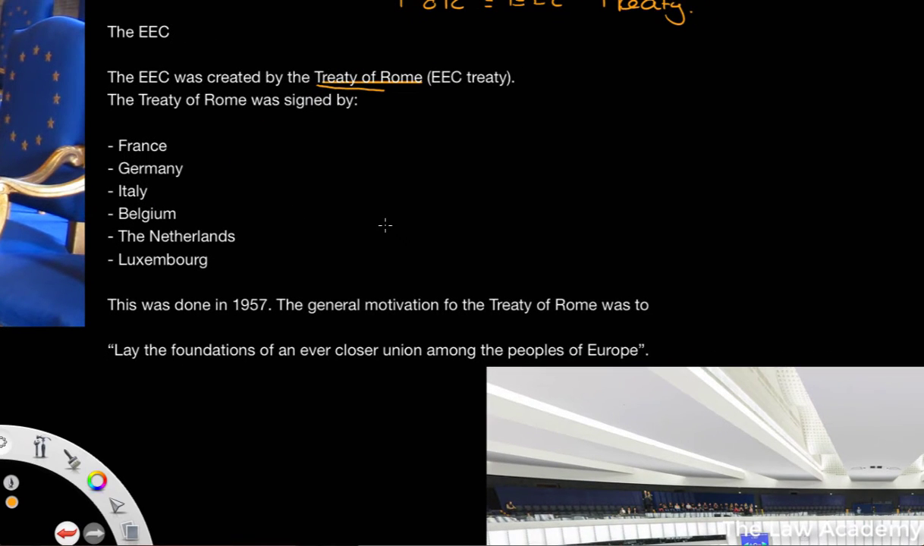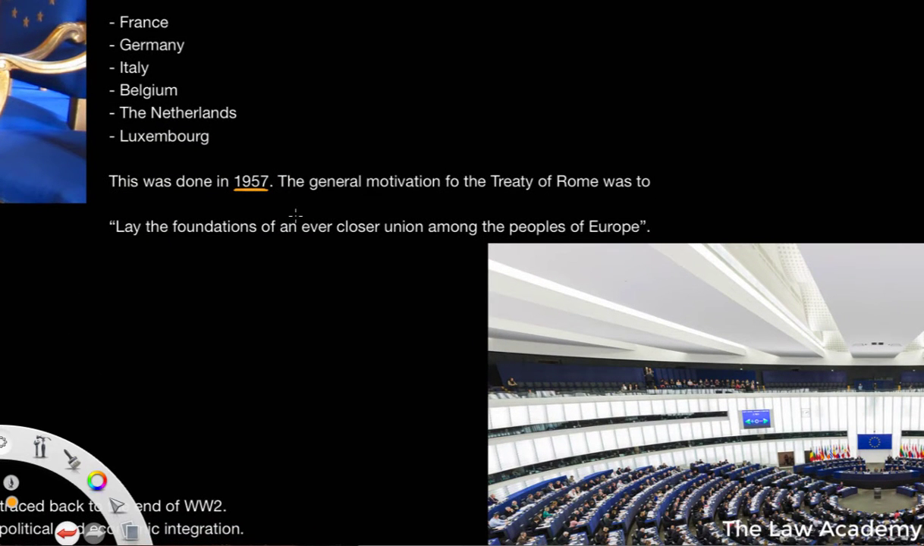The Treaty of Rome was signed by these states here. They were signed by France, Germany, Italy, Belgium, the Netherlands and Luxembourg. And this was done in 1957. The general motivation for the Treaty of Rome was to, quote, lay the foundations of an ever closer union among the peoples of Europe. And this is the general motivation of the European Union as a whole, effectively.